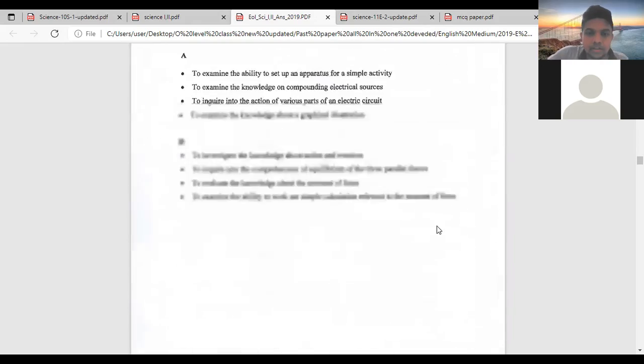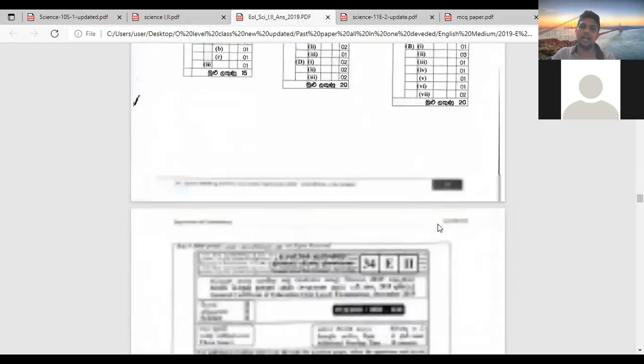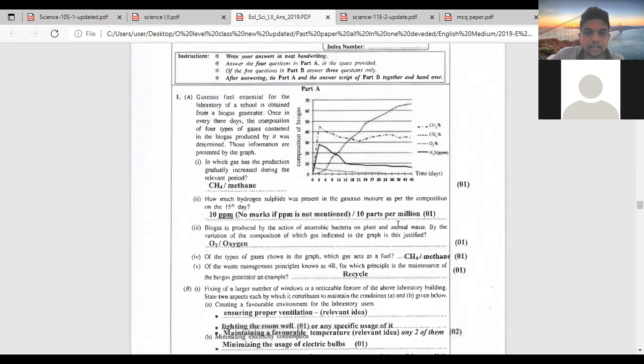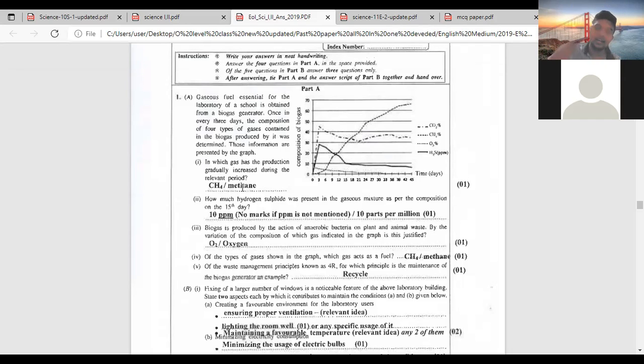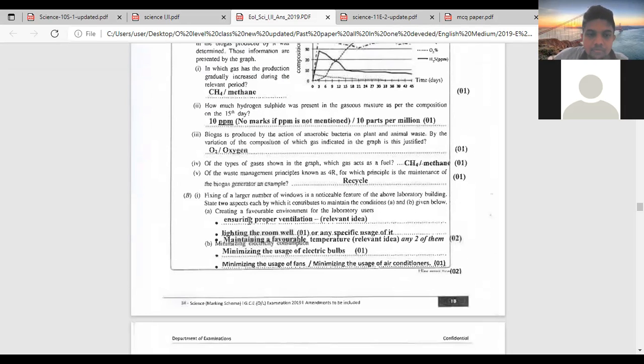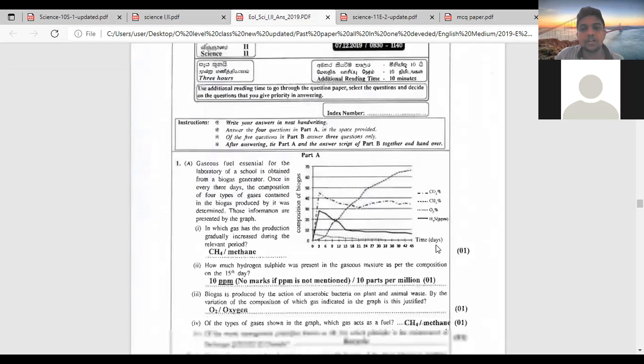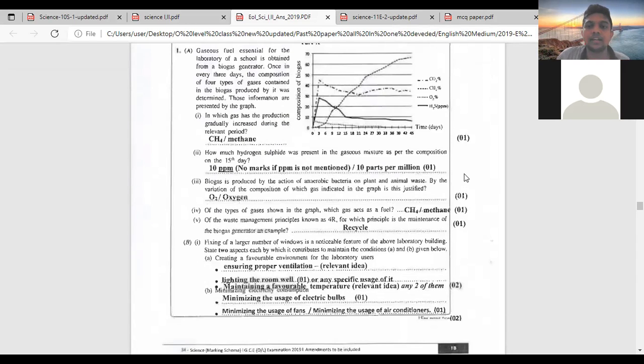And another thing, when you analyze the structured paper and the marking scheme that they have provided, they have given few markings, few answers. And other than that, they have shown you how the marks are allocated for them. Okay, so here, no marks if PPM is not mentioned.